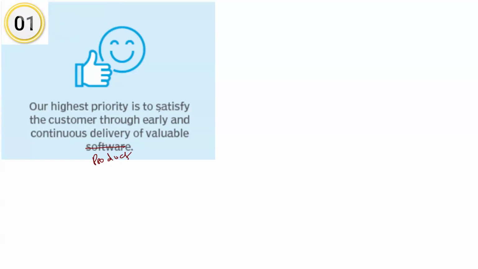So what is the highest priority? Satisfy the customer. How? Through early and continuous delivery of valuable product. So our highest priority is not sticking to the plan and completing what we see in the plan. Our highest priority is to deliver something as early as possible to the customer and satisfy the requirements.